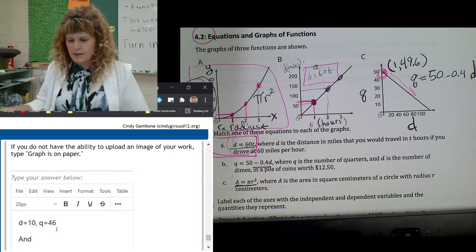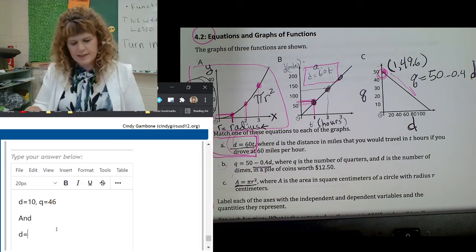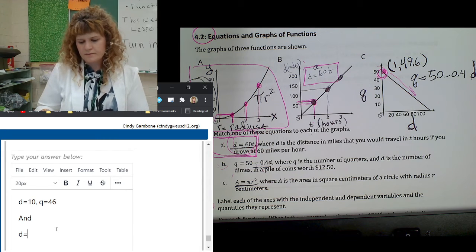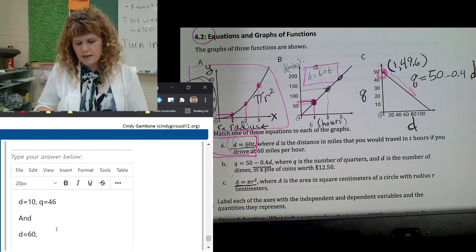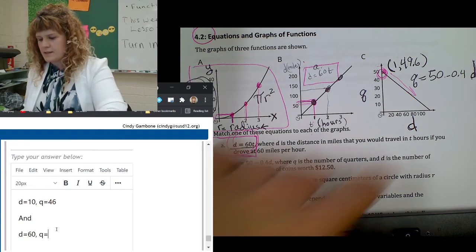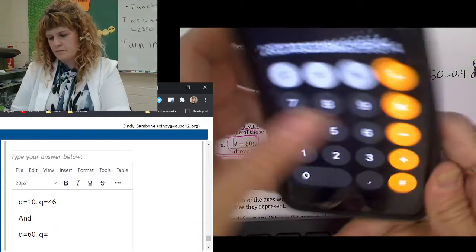And I'll do another one. D equals, how about 60? D equals 60. Then Q equals 60 times 0.4.